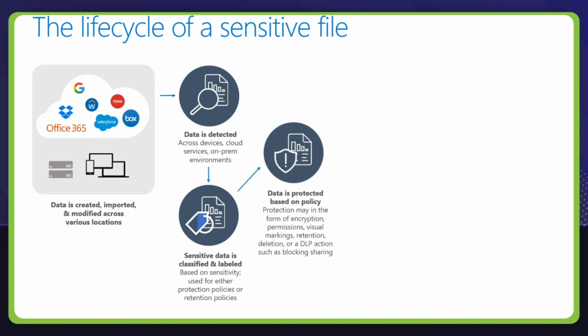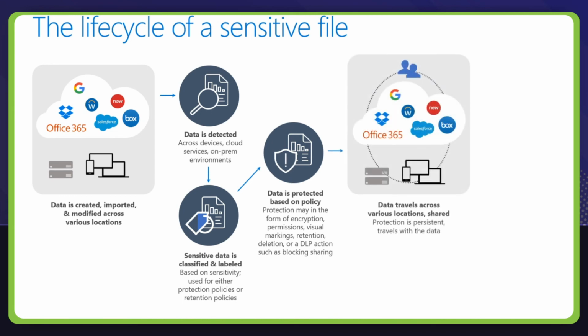Now, once the data has been stamped with a sensitivity label, your company should be able to have the appropriate protection policy automatically applied. This may include one of several protection actions, such as encryption, restricting access rights, applying visual markings or a watermark, applying a retention or deletion policy, or even a data loss prevention action, such as blocking sharing. Whether the data stays in one place or moves around, it is critical that IT has the ability to monitor data access and sharing usage and respond quickly to potential abuse or threats. This can be in the form of real-time alerts, emails, or reporting dashboard.